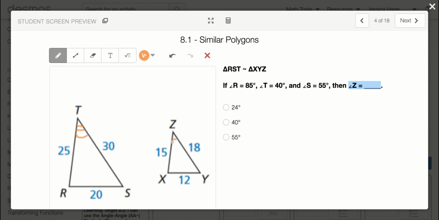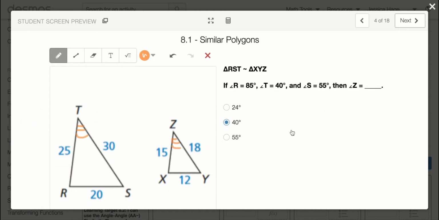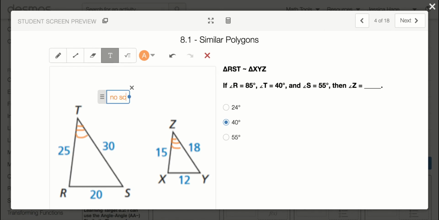And so what that means is no matter how long the sides are, these angles are going to be congruent. So if angle T is 40, then angle Z is 40. 55, you wouldn't be matching up correctly, and 24, you would be mistakenly applying the scale factor to angles, which we do not do. We're not going to do a scale factor with angles. There's no scale factor for angle measures. We always want to stay congruent.